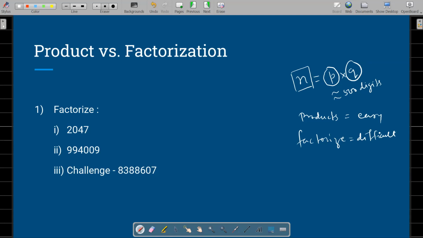So try to do it manually, and you'll understand the difficulty level. For example, let me write this first answer because one of you has got it. So it's 23 into 89. You see, these are just two-digit numbers, but still to factorize it takes a little bit of time. And if you have numbers which are 500 digits big, and you factorize some number which is a product of two such primes, that would be too difficult.